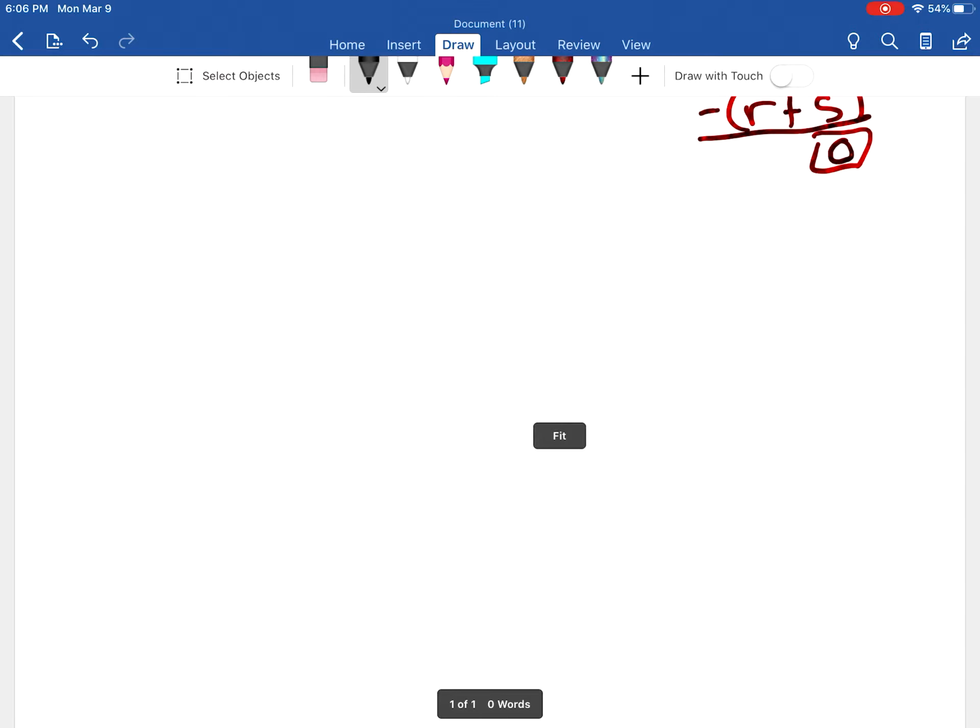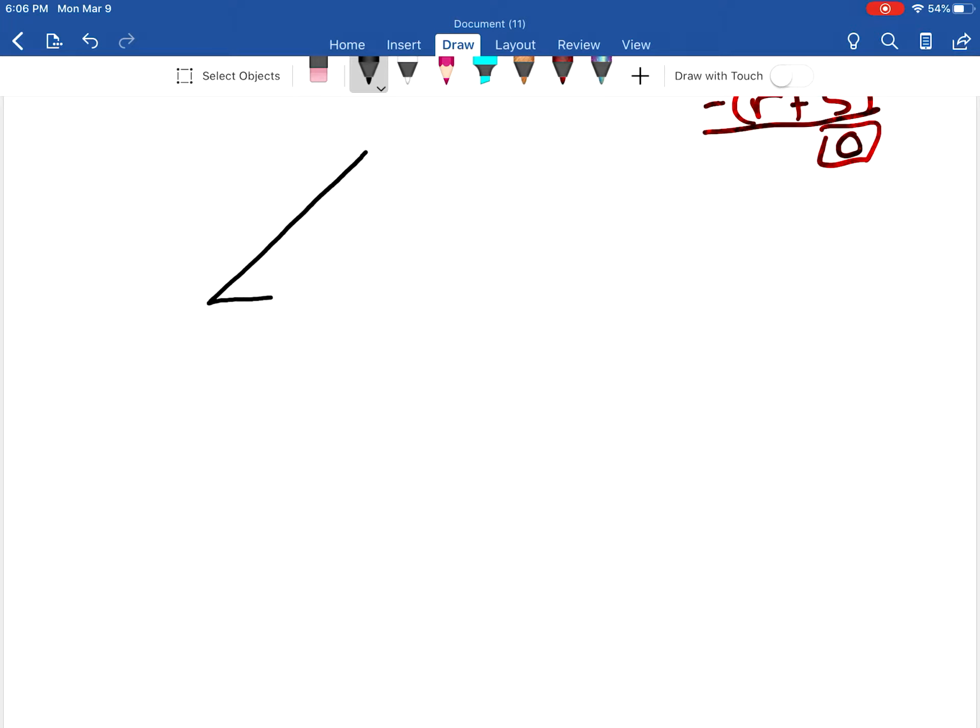All right, so welcome back. In this problem, we're going to talk about another example. Let's say I have a triangle, and I'm going to talk about this being my height, and we don't know what the height is. We want to find what the height is.